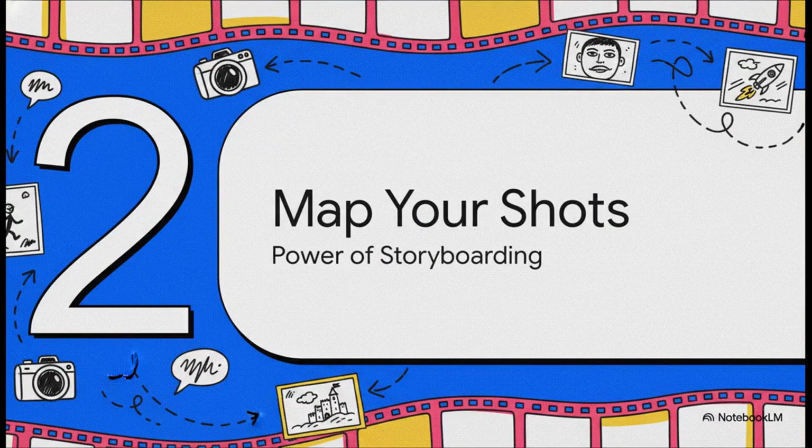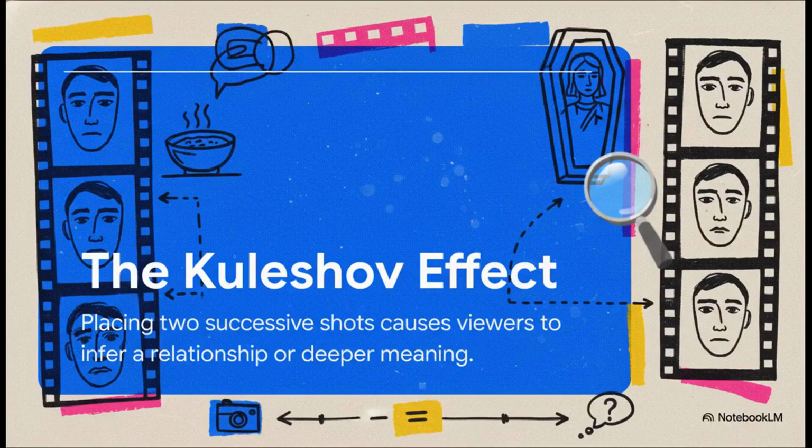Moving right along to Section 2, Storyboard, mapping your shots. Listen, because you're communicating mostly through visual cues, every single framed scene has got to be mapped out with a highly specific purpose before you even think about starting the actual expensive animation process. And to understand exactly why storyboarding is just absolutely critical, we really have to look at the Kuleshov effect.